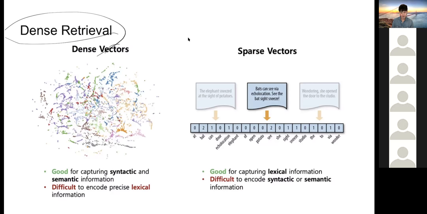In some sense, dense vectors have, I would say, high recall rates, whereas sparse vectors have probably higher precision rates. But because you're using retrieval for your downstream machine reading comprehension model, in many cases, achieving a higher recall rate is more important than achieving precision, if you're not too worried about the speed.